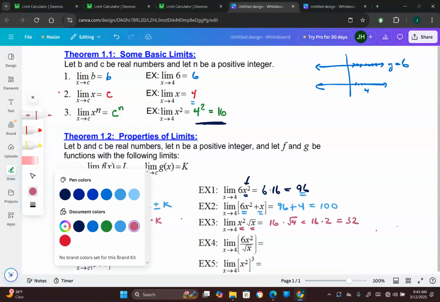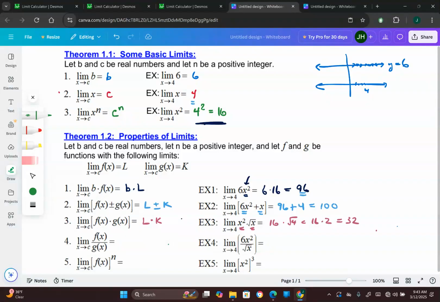Now, we've got to be real careful when it comes to division. When it comes to division, I always have to think about the bottom and the bottom not being 0. So you're right. If you've already figured this out, the limit as x approaches c of f of x over g of x would be L on the top, k on the bottom. But we have to specify that k cannot be 0. You can't divide by 0. Otherwise, that limit's not going to exist.